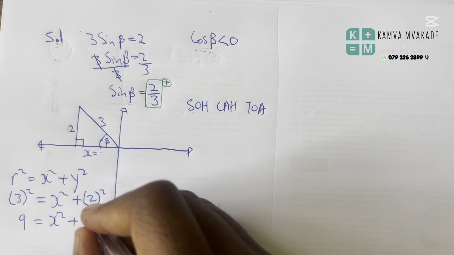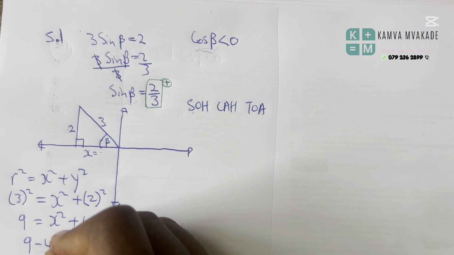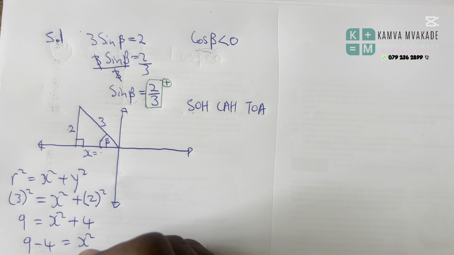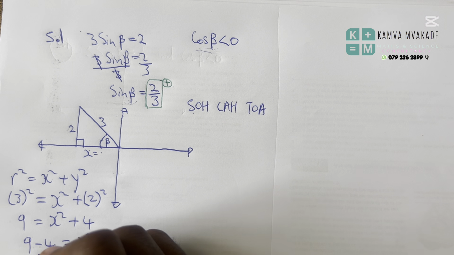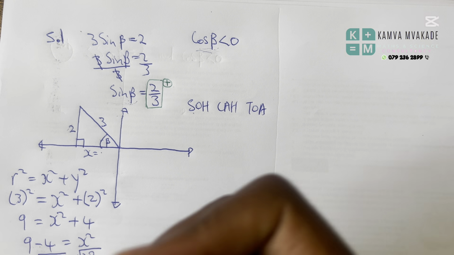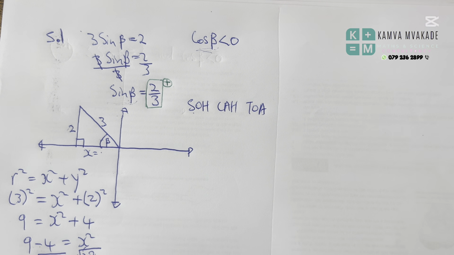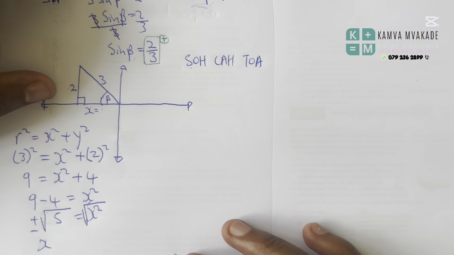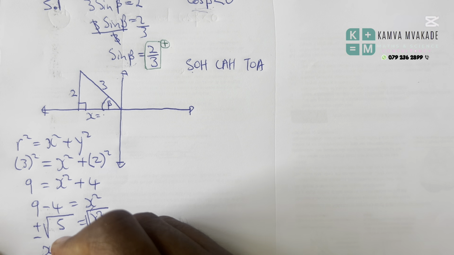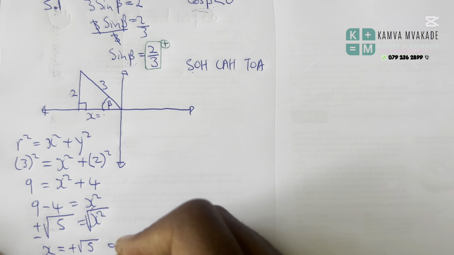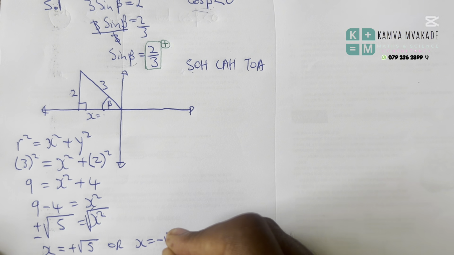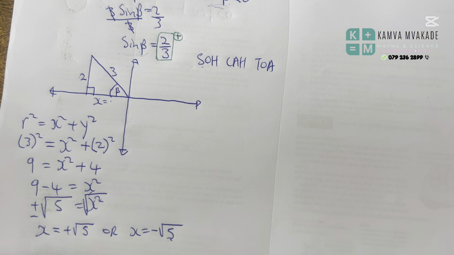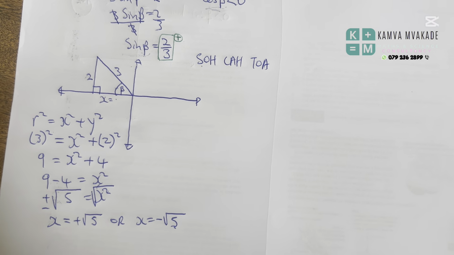We transpose, so 9 minus 4 is equal to x squared. 9 minus 4 is 5, so x squared is 5. And what do we do from here? Introduce square root on both sides, plus or minus. This cancels that. So x is going to be equal to positive square root of 5, or x is equal to negative square root of 5.